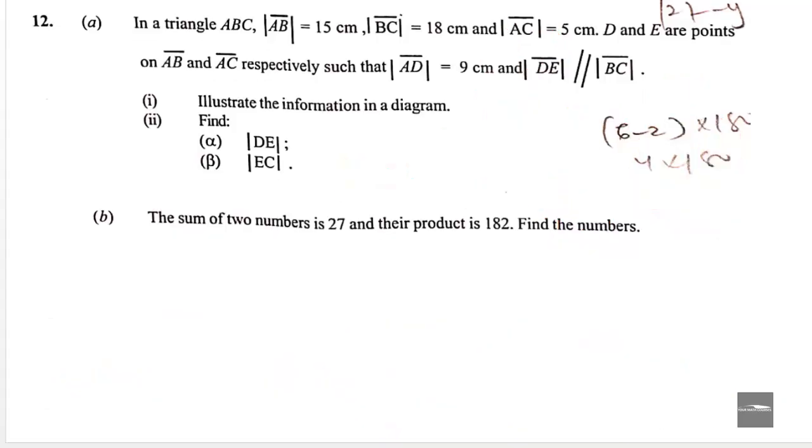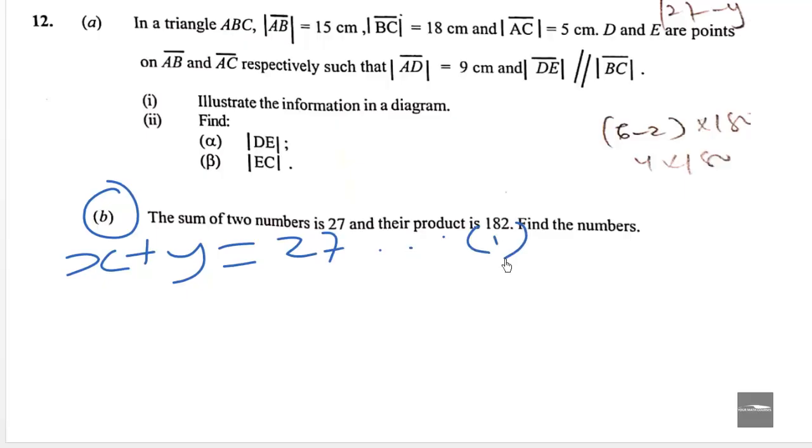Looking at the B part of the question, the sum of two numbers is 27. Let the numbers be x and y. We can call this our first equation. And their product is 182. We can call this equation 2.